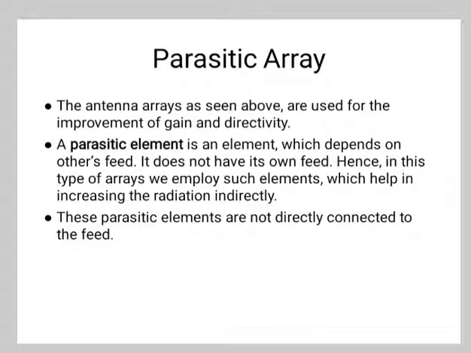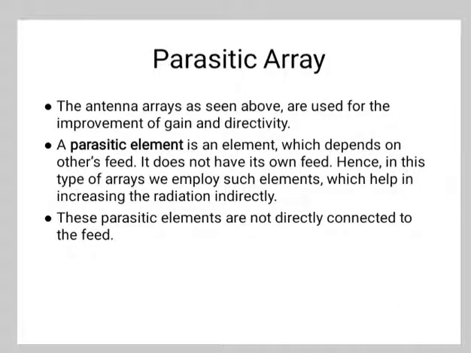Good afternoon. So we will see the next type of antenna array. The next type is parasitic array. The antenna arrays which were used earlier are for the improvement of gain and directivity. The parasitic element is an element which depends on others' feed. It does not have its own feed.